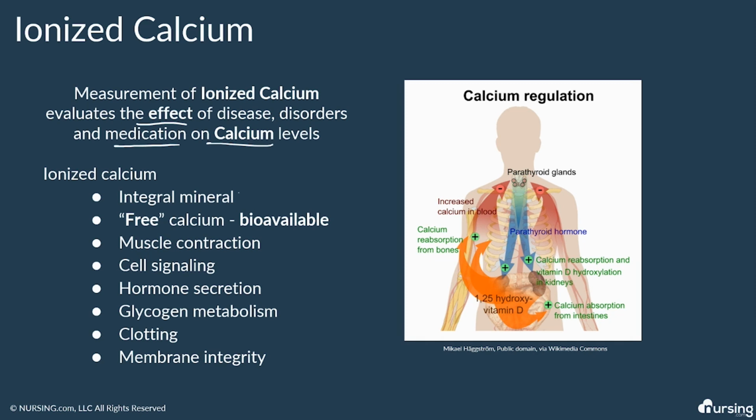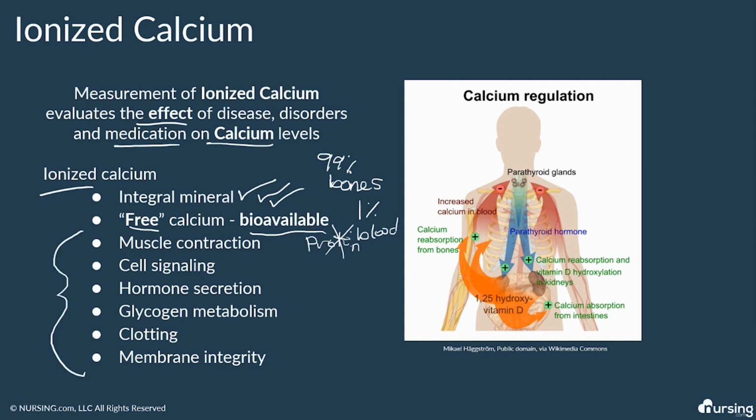Now, calcium is so super plentiful. It's an integral electrolyte in our bodies, and 99% of it is bound up in our bones and teeth, whereas only 1% is actually in the blood. And the part of that we care about is the free calcium. That's ionized calcium. That means that it's not bound to protein, so it's bioavailable for our cells to actually be able to use. And it's massively needed in the body.